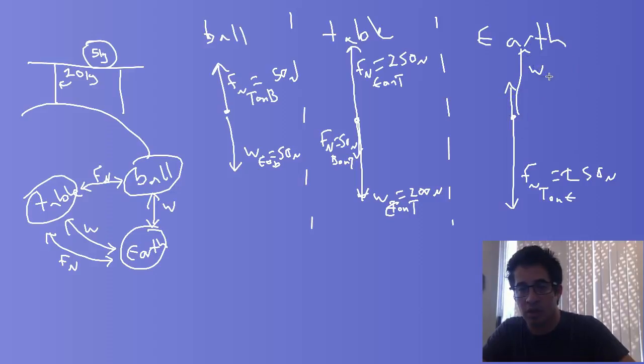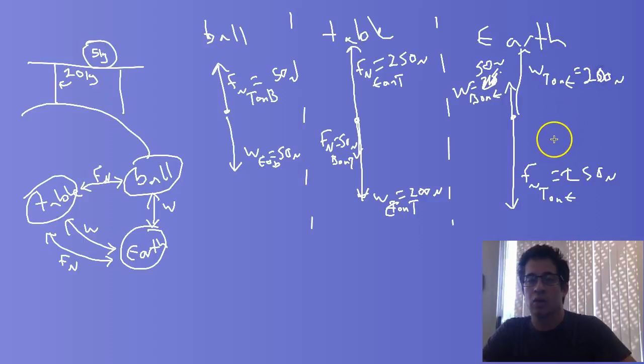This is the weight from the table on Earth, equal to, sorry, not 250 newtons. And this other one is the weight from the ball on the Earth, equal to 50 newtons. And I apologize, the table should be 200 newtons. Okay, so this is the third law pair to this 50 newton force there. And this is the third law pair to this 200 newton force here.